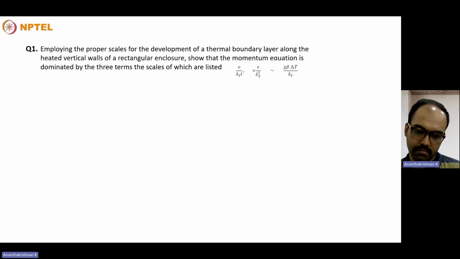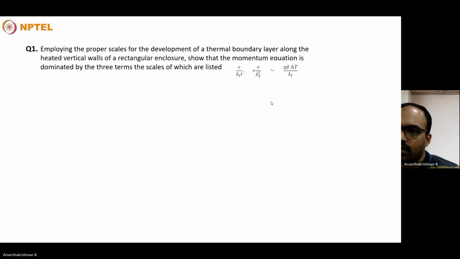So we can move to the problem. The question says, employing the proper scales for the development of a thermal boundary layer along the heated vertical walls of a rectangular enclosure, show that the momentum equation is dominated by the three terms of the scales which are listed: V by delta T, nu into nu by delta T cube, directly that is of the order of g beta delta T divided by delta T. That is the thermal boundary layer thickness.